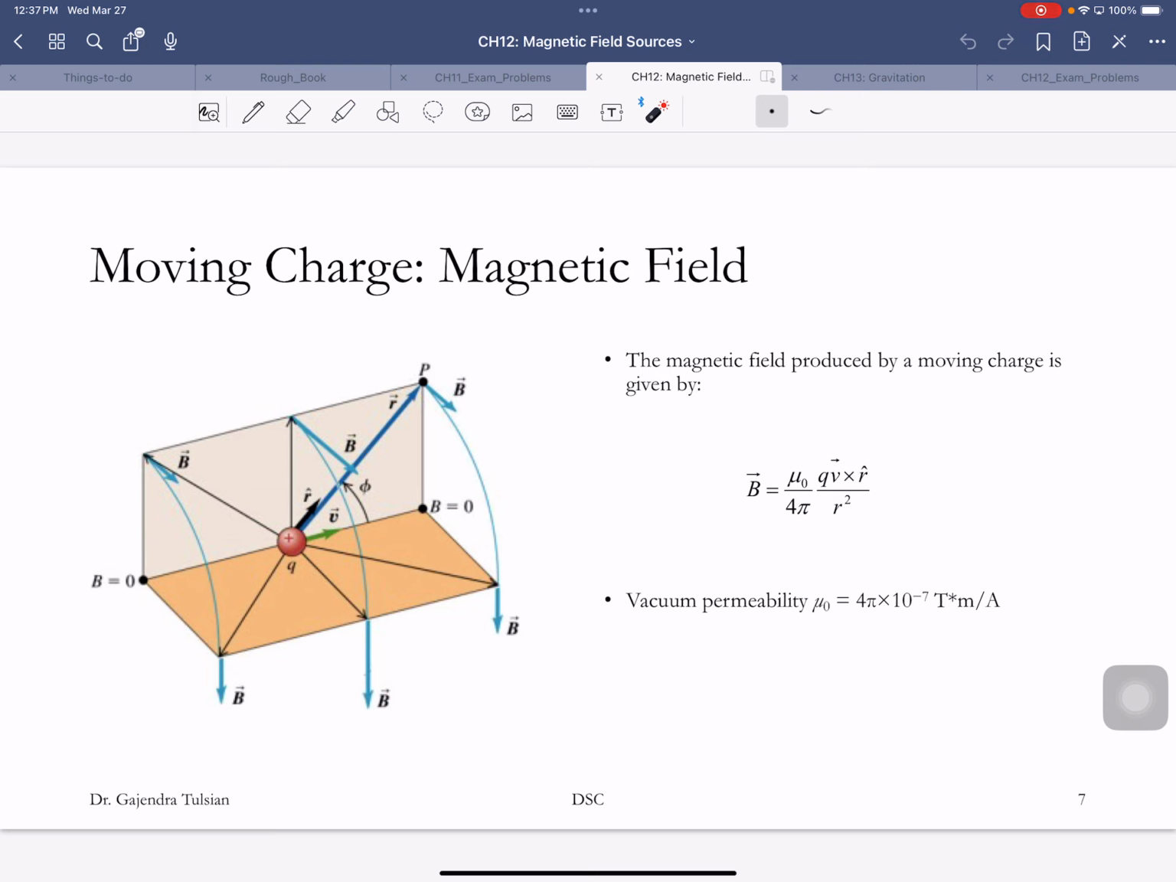All right, so let's see. What if this was a negative charge moving in this direction? Which way would the field be? Exactly. The field would be in the opposite direction. Very good.